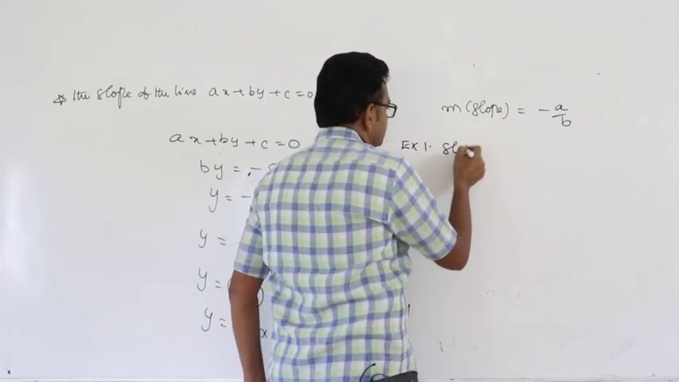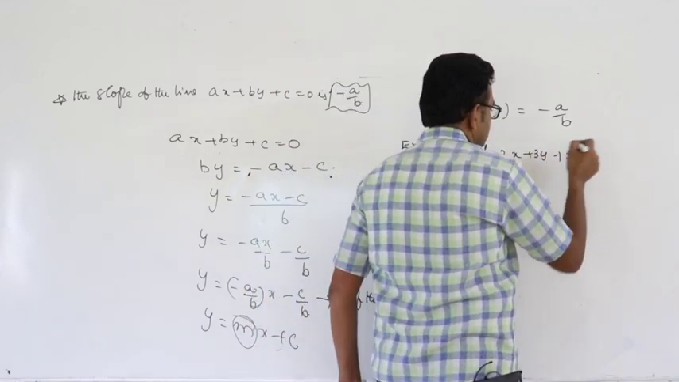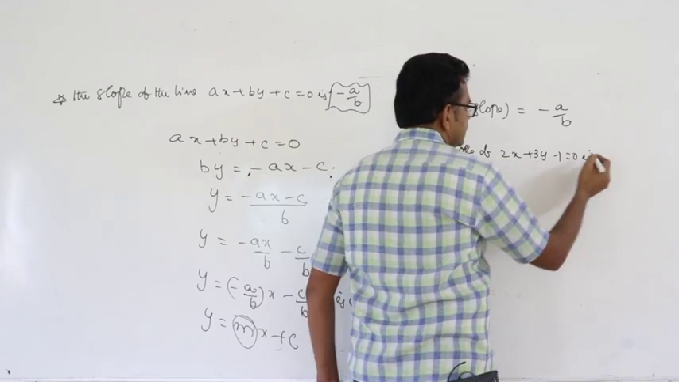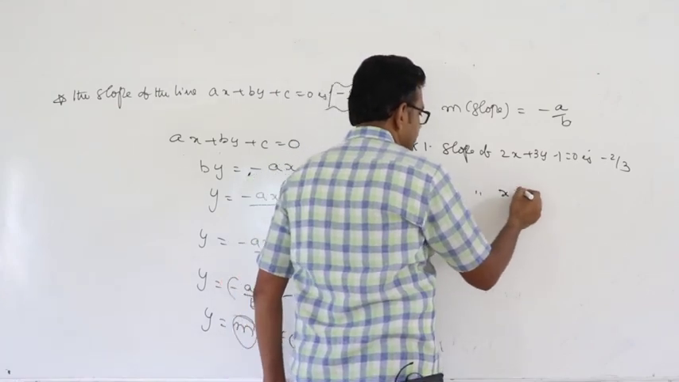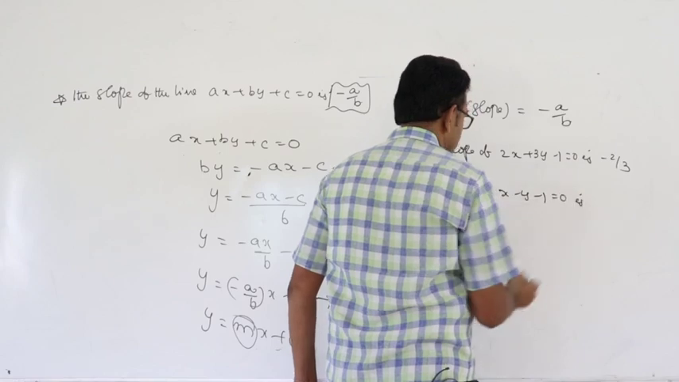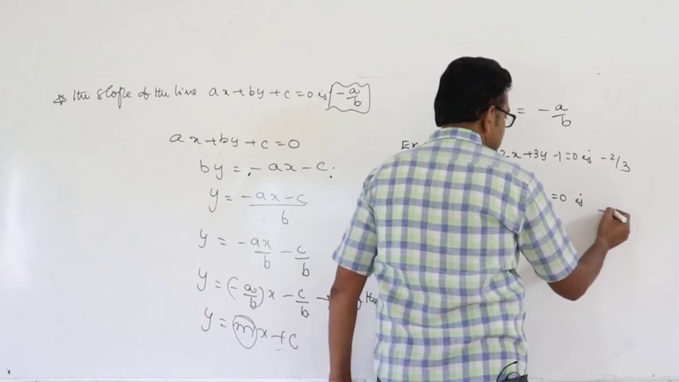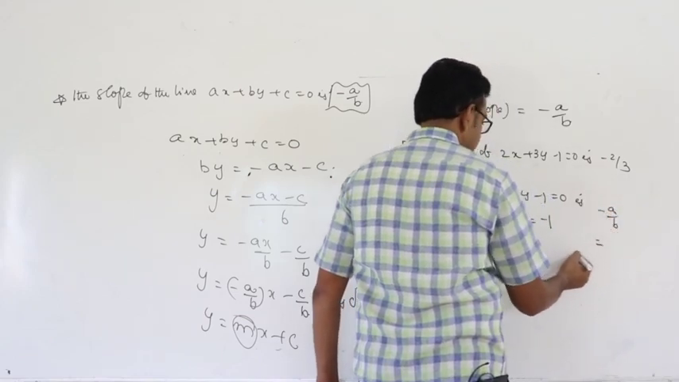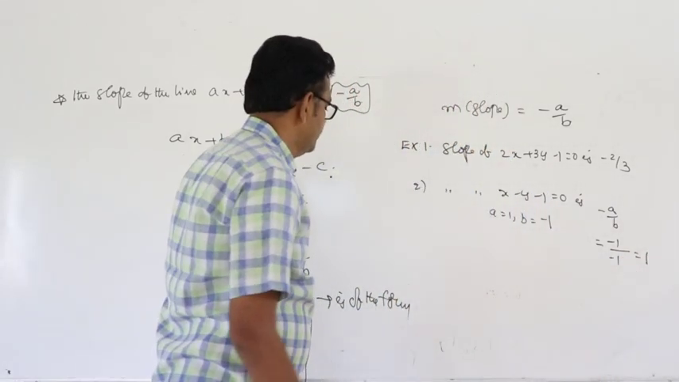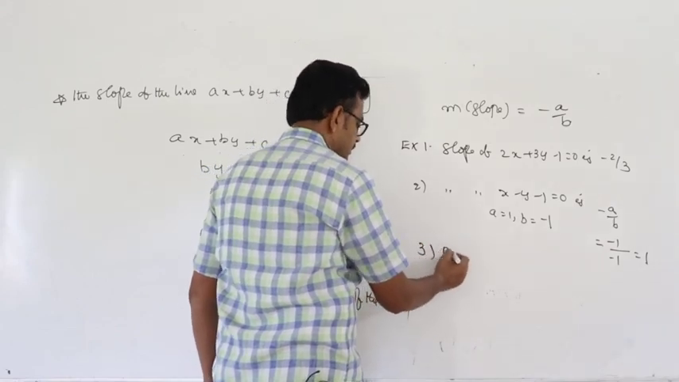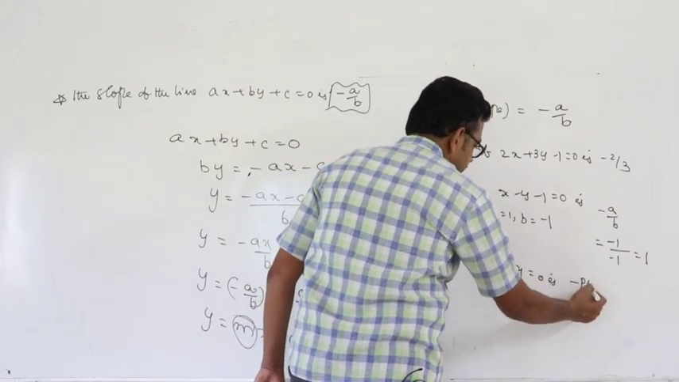The slope of 2x plus 3y minus 1 equal to 0: a is 2, b is 3, so the slope is minus 2 by 3. Second one, slope of x minus y minus 1 equal to 0: a is 1, b is minus 1. Formula is minus a by b, that equals minus 1 by minus 1, that is 1. Next, slope of px plus qy plus r equal to 0 is minus p by q.